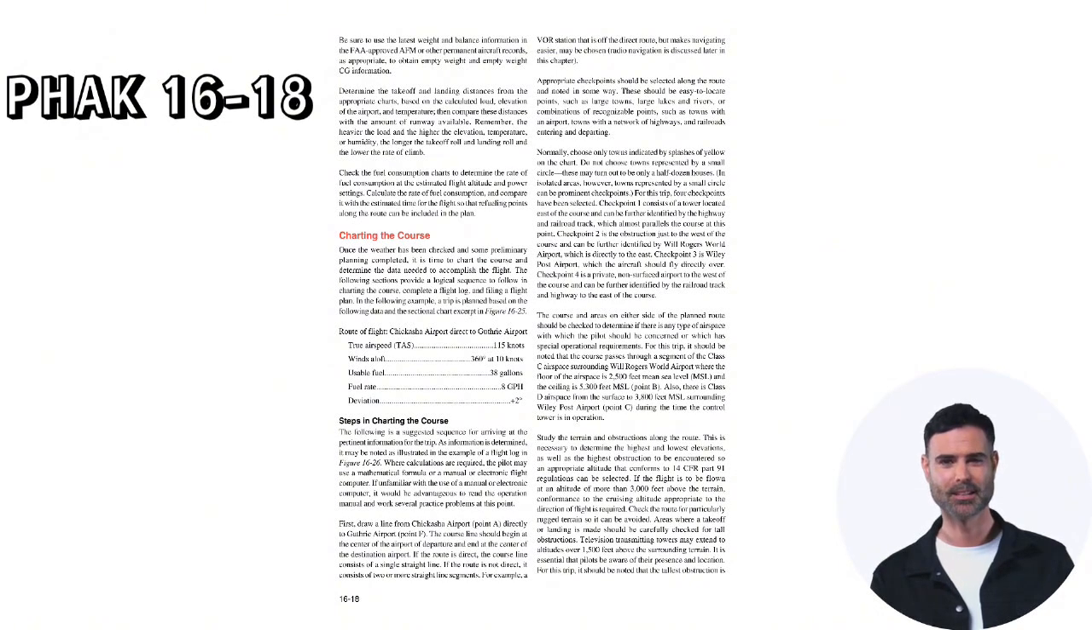Determine the takeoff and landing distances from the appropriate charts based on the calculated load, elevation of the airport, and temperature. Then compare these distances with the amount of runway available. Remember, the heavier the load and the higher the elevation, temperature, or humidity, the longer the takeoff roll and landing roll, and the lower the rate of climb. Check the fuel consumption charts to determine the rate of fuel consumption at the estimated flight altitude and power settings. Calculate the rate of fuel consumption and compare it with the estimated time for the flight so that refueling points along the route can be included in the plan.